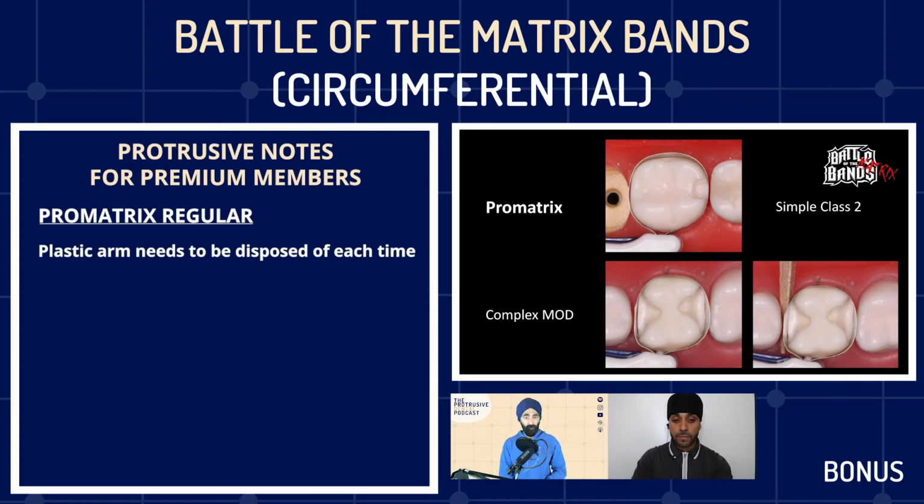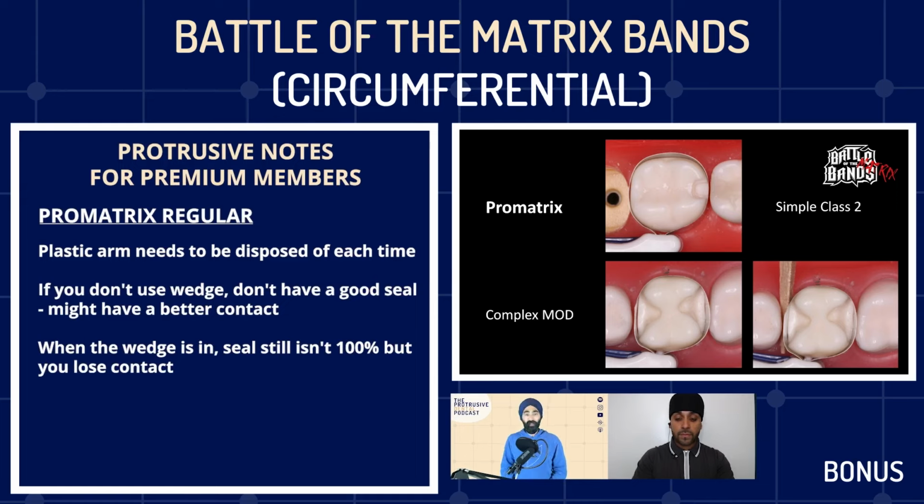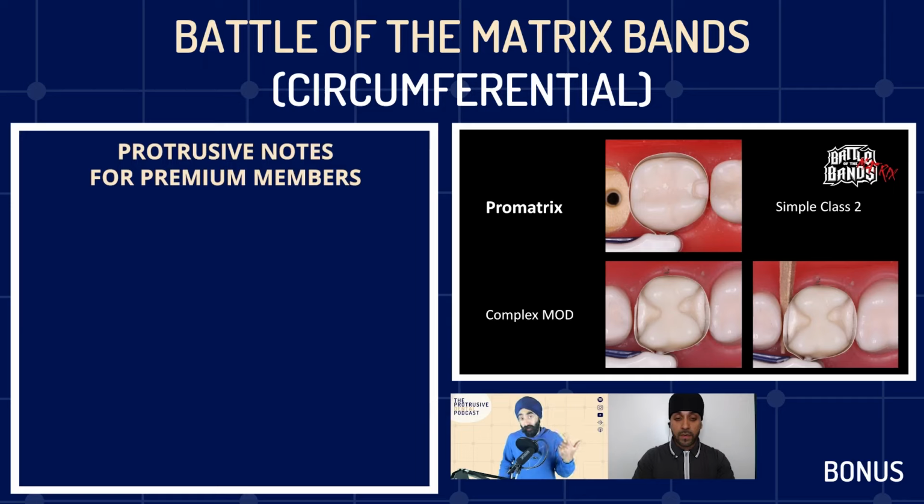And as you can see from the images, and I'll describe it, if you don't use a wedge, then maybe you don't have as good a seal, but you might have a better contact. But, you know, the seal is the deal. But then as soon as you put the wedge in, the seal still isn't 100%, but then you lose the contact. So a classic issue that you also have with the Siqveland, but a much higher cost and cost to the environment as well. Yeah, I agree with that.